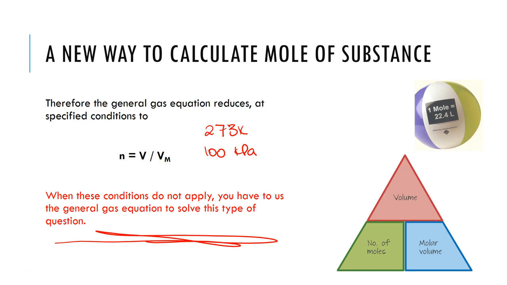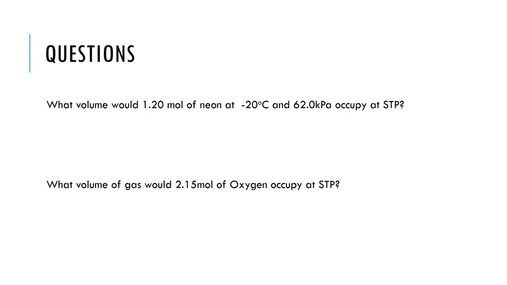But if these conditions do apply, then we move away from a 5-variable equation into something much simpler, and we can just use this n equals V on Vm. So let's have a look at how that will look in some questions. We've been asked what volume would 1.2 mole of neon at negative 20 degrees C and 62 kilopascals occupy at STP. In this case, what are we going to use? We've got 1.2 mole, a temperature and a pressure, and we've been asked what will it occupy at STP.